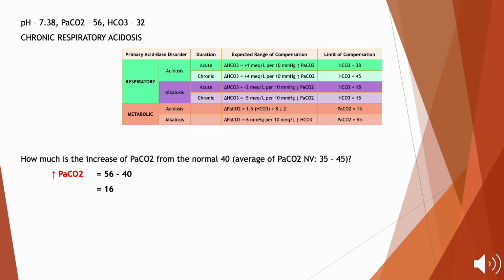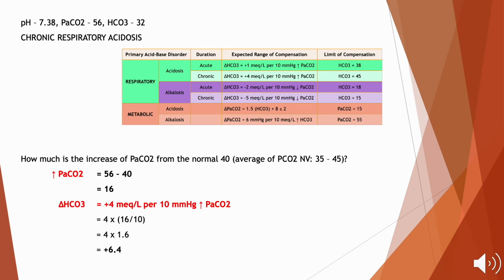First, how much is the increase of the partial pressure of carbon dioxide from the normal 40? 40 is taken from the average of the normal partial pressure of carbon dioxide value of 35 to 45. So the increase in partial pressure of carbon dioxide is equal to 56 minus 40, which is 16. Now we compute for the expected change in the bicarbonate.